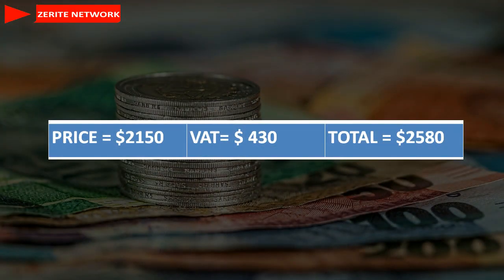In this case, you have your service provider quoting $2,150. And out of that, the value added tax is $430, giving you a total of $2,580. That is what they want you to pay. So you go ahead and ask them to break down that cost so that you can have your price schedules. So they go ahead and they do it this way.